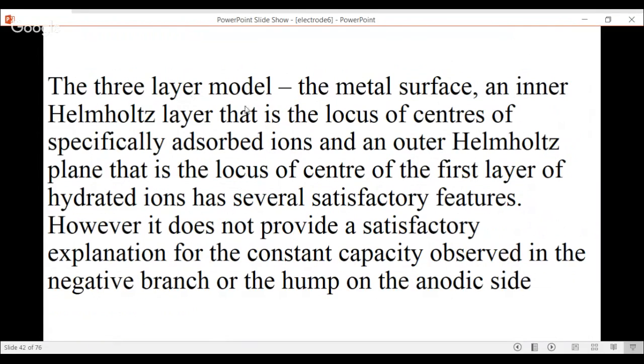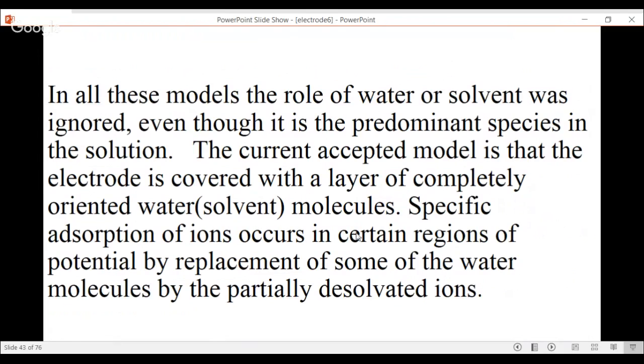The three-layer model has the metal surface, the inner Helmholtz plane, that is the locus of the centers of the specifically adsorbed ions, and another outer Helmholtz plane, that is the locus of the centers of the first layer of the hydrated ions. It has several satisfactory features. However, it does not provide a satisfactory explanation for the constant capacity observed in the negative branch or the hump of the anodic side. So therefore, all these models are only approximate. They cannot quantitatively give rise to the behavior of the electrode-electrolyte interface.